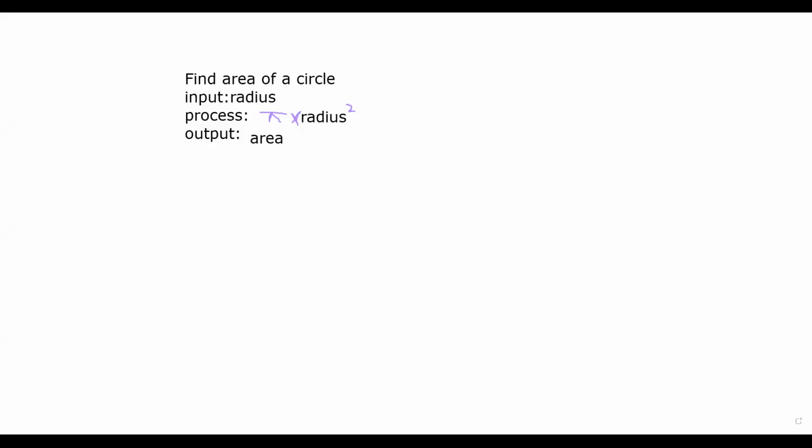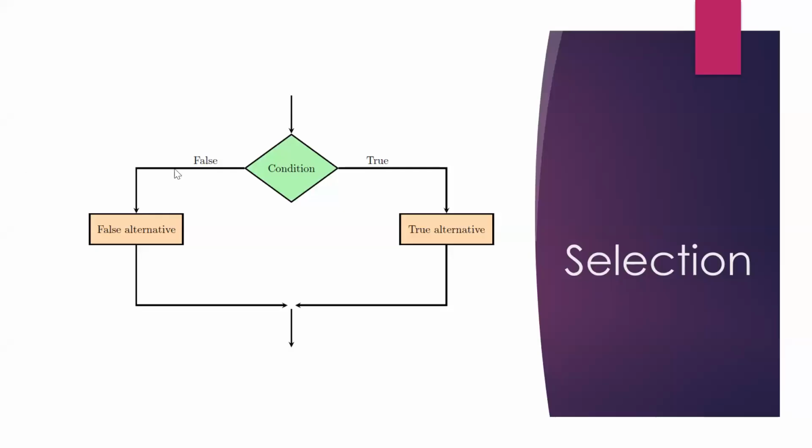Now we need the radius. Process is pi r squared, or pi radius squared, and the output is area. Now the next control structure is called selection. In the previous case, in sequence, we execute all the steps, all the statements. In selection, we have what we call a condition. So this symbol is used to represent a condition.